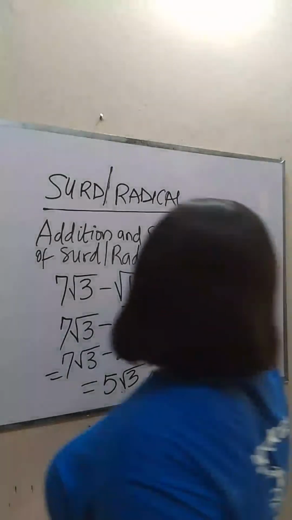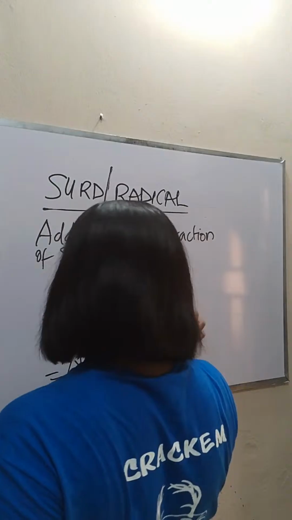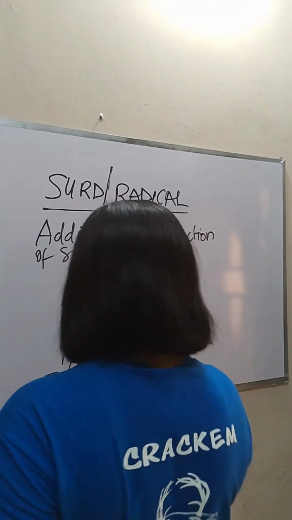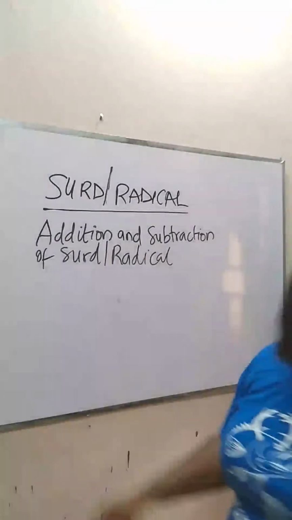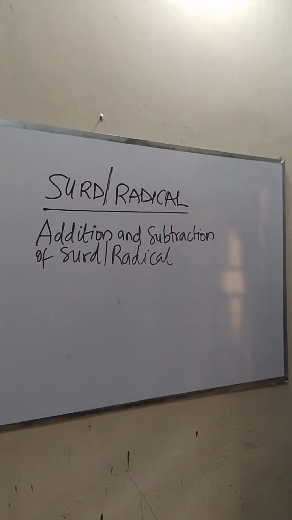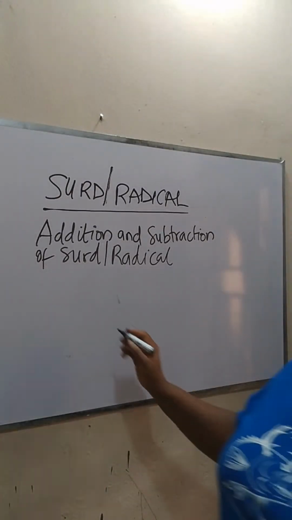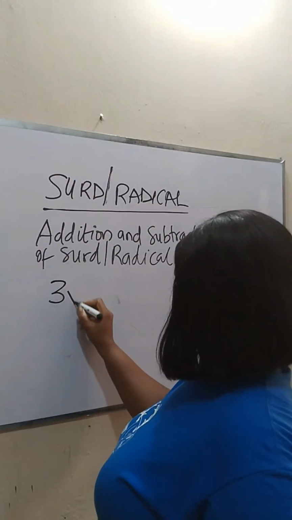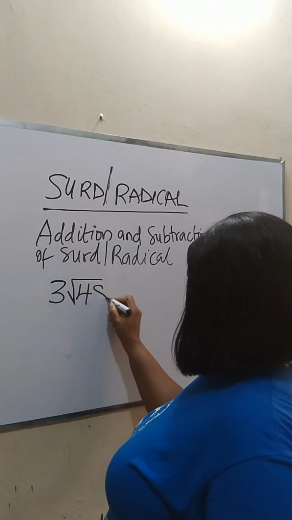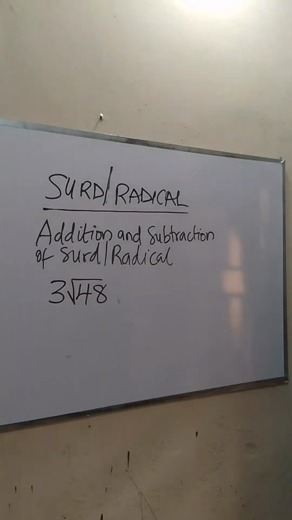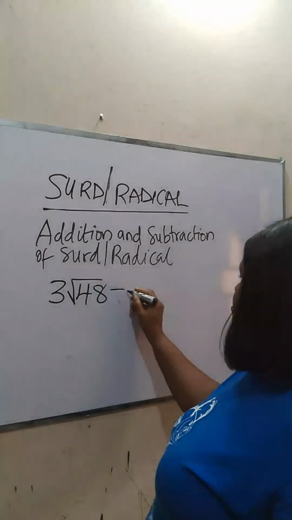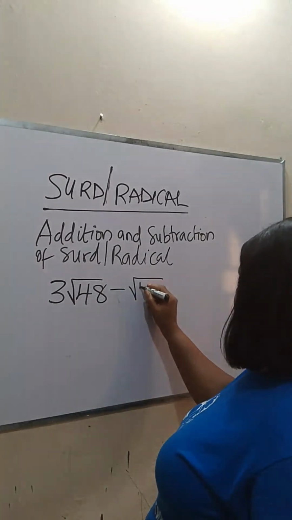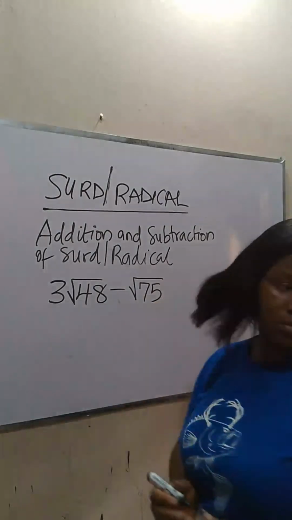So let's solve another one. So this is the fourth question. Once we do this final one, we move on to other things. Okay? So we have 3 root 48 minus root 75.